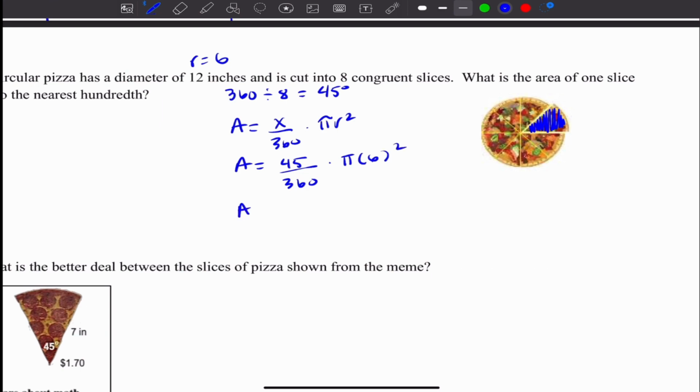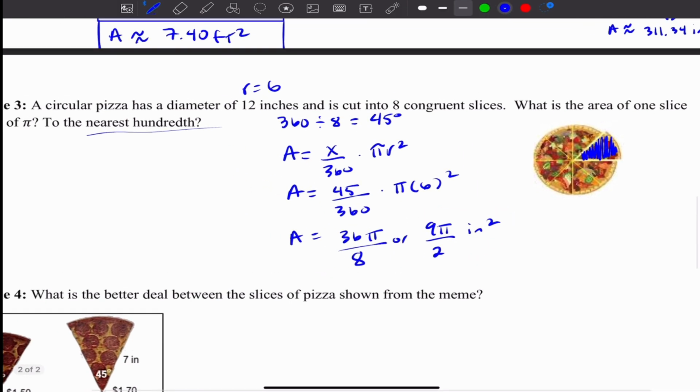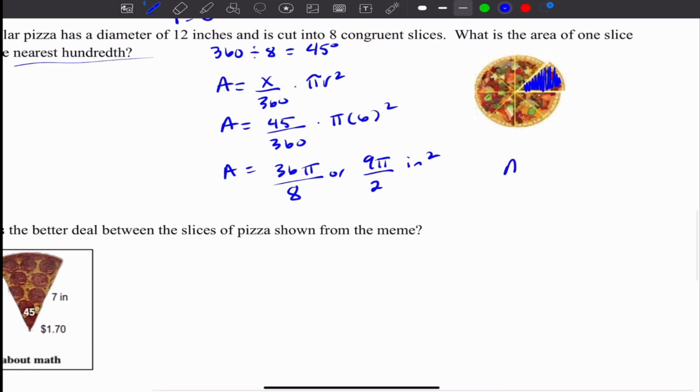So A equals 36 pi over 8, or 9 pi over 2 inches squared. So if you were to put this in the calculator, you should get the simplified answer already. So this is what you should see on your calculator. But if you want to approximate this, or if you want to round, A is approximately 14.14 inches squared. All right?